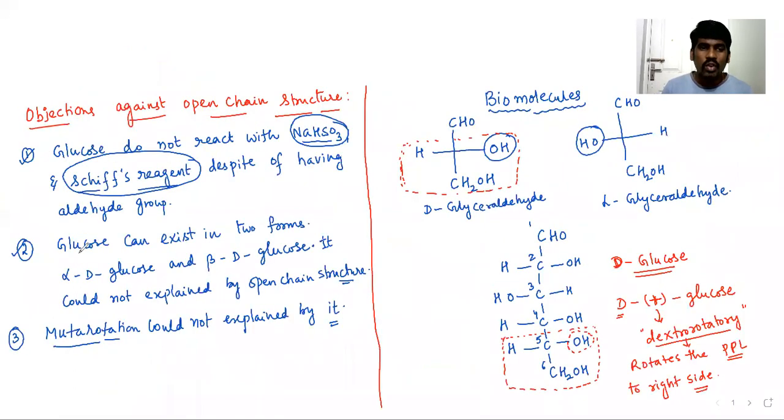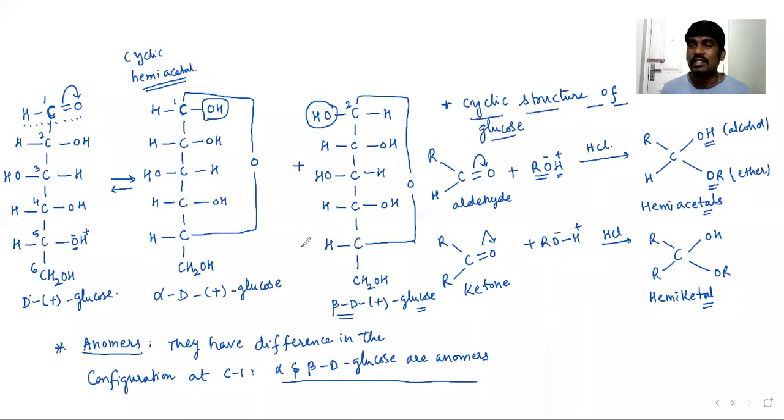And point number 2, glucose can exist in two forms, that is alpha D-glucose and beta D-glucose. That existence of alpha D-glucose and beta D-glucose can be explained with the help of the cyclic structure of glucose, but not by the open chain structure. So this can be explained by the cyclic structure, not by the open chain structure. So please copy it, everyone.